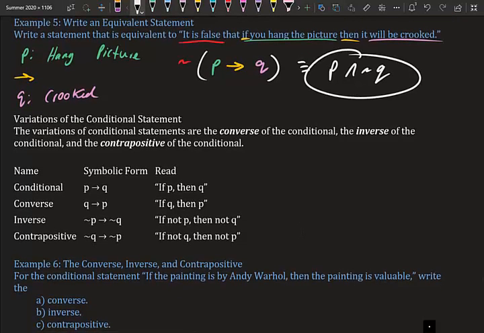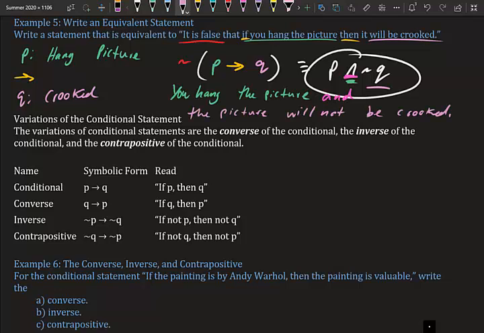So let's go ahead and write this as a sentence. We have P is if you hang the picture. It's not if now because we have the and. So you hang the picture. We have our connective of and. We have to negate Q. So opposite Q is it will not be crooked. So the picture will not be crooked, because what does it stand for? It is the picture.